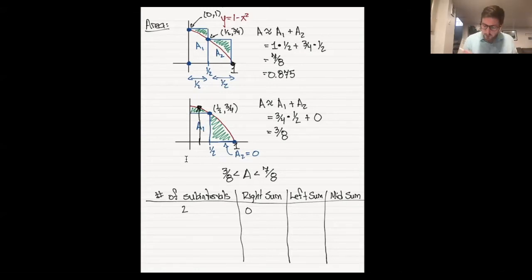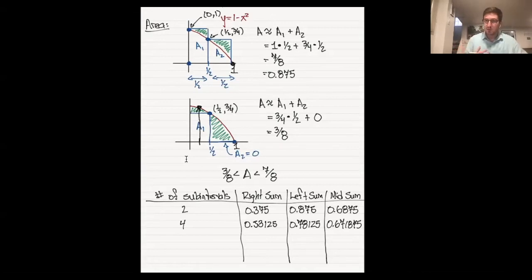My overestimate using my left sum is going to be 0.78125. So now we've narrowed that interval that this thing can belong to, right? This is an interval of 0.25. Originally, I had an interval of 0.5. So I took the interval that A can belong to, and I crushed it. I put it in half. And so what's the middle sum? Well, the middle sum gives us about 0.671875.